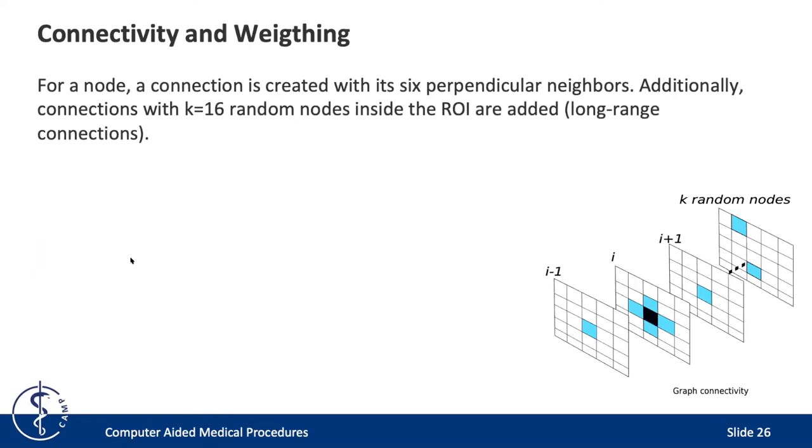The next point is that we need to define the connectivity, and we also need to define some weighting strategy for these connections. We have the nodes. We know which nodes will have labels, and we know which nodes are unlabeled. The next point is how do we connect these nodes. And we try with this connectivity strategy.